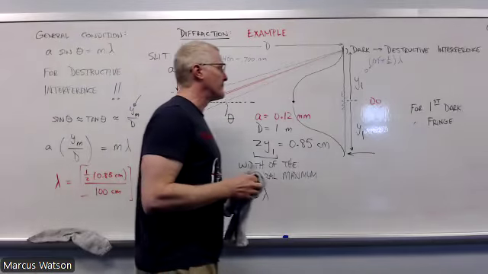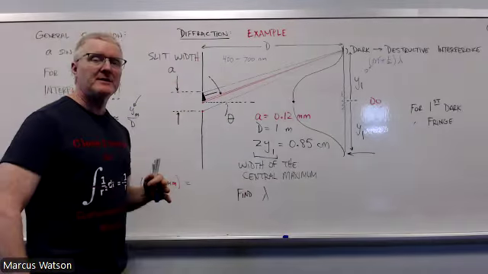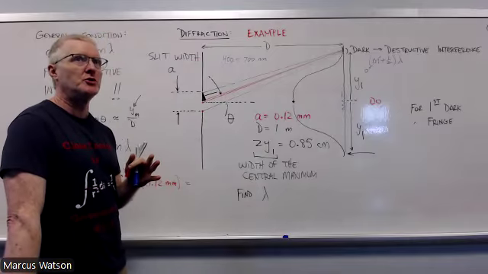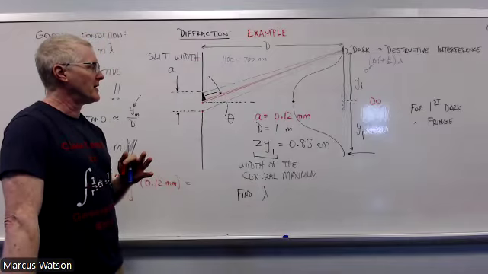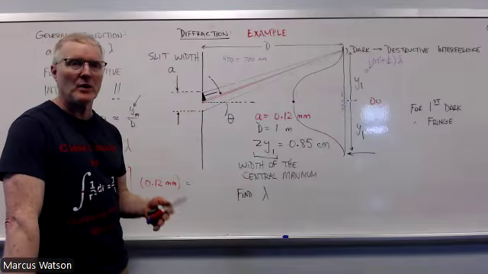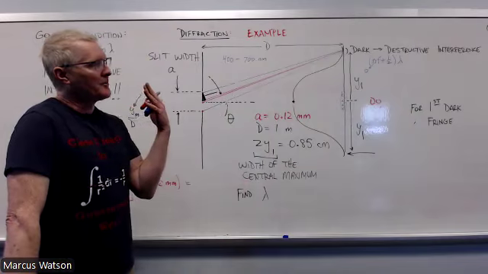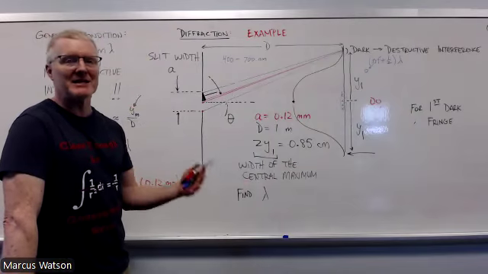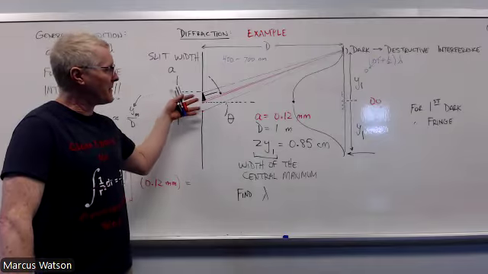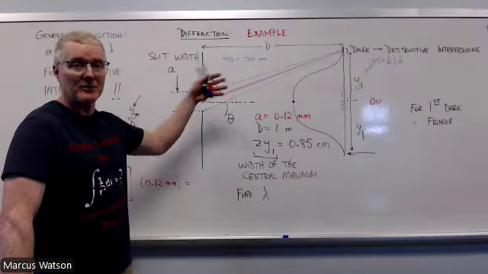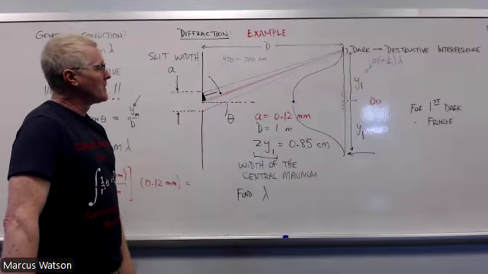So to do that, what we need to think about is, how do we predict and calculate what the intensity is going to be on the screen based on the light coming through the slit or slits?